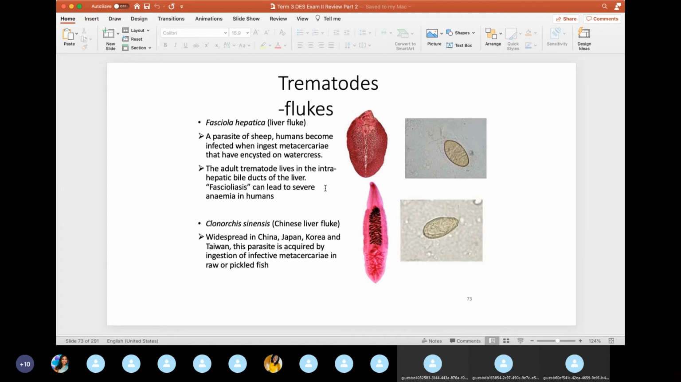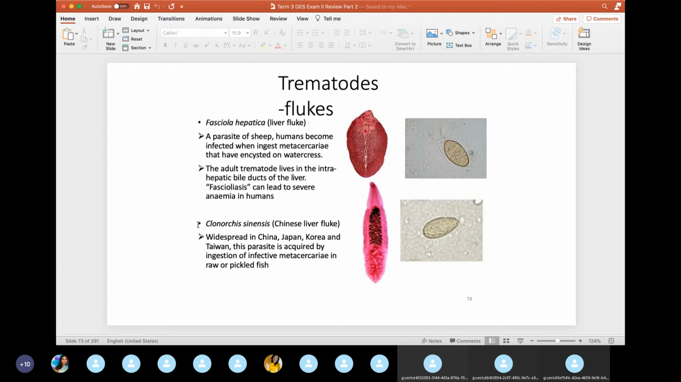Let's go back to term 2. It can cause what? Anyone? Intrahepatic bile ducts of the liver. It can cause what? Bile obstruction? Bile duct obstruction, yes. So you can have cholangiocarcinoma. Exactly. Okay, next, Clonorchis sinensis, the Chinese liver fluke, acquired by ingestion of infective metacercariae in raw or pickled fish.